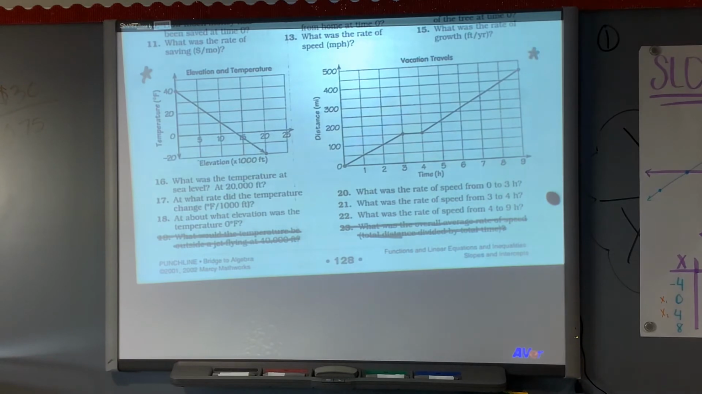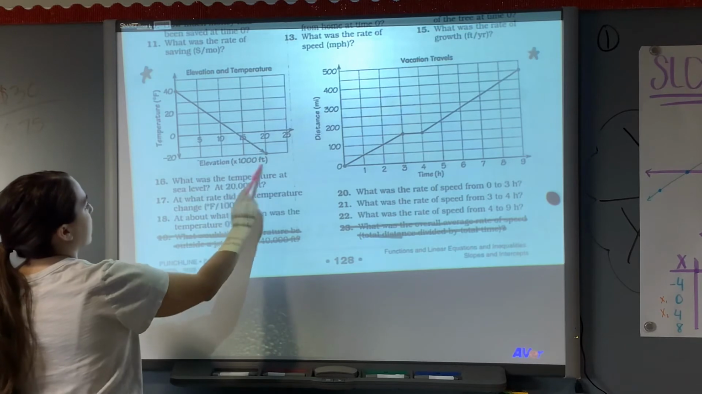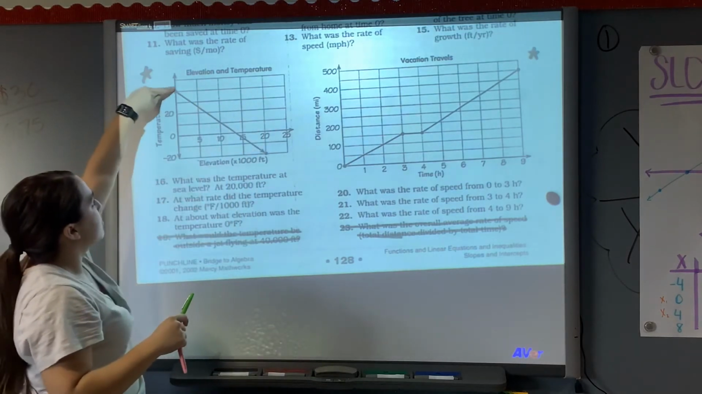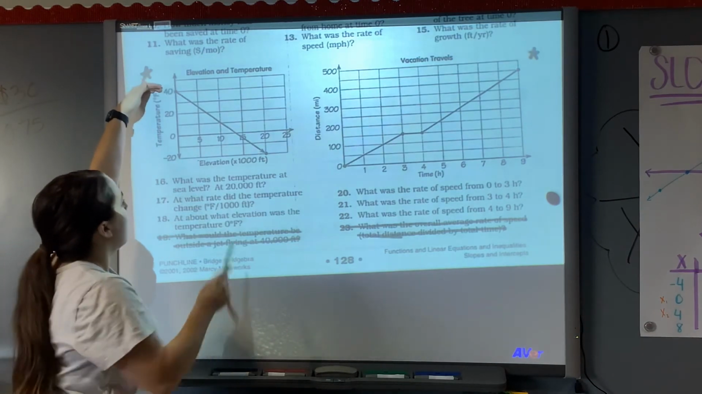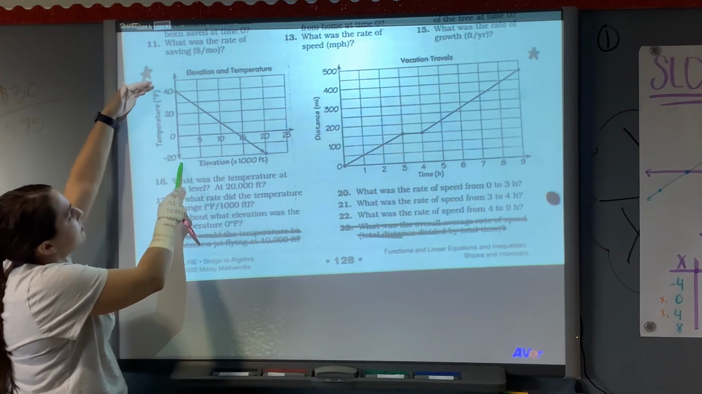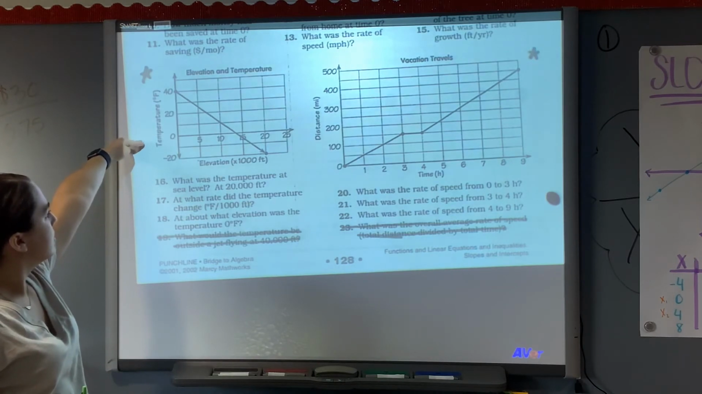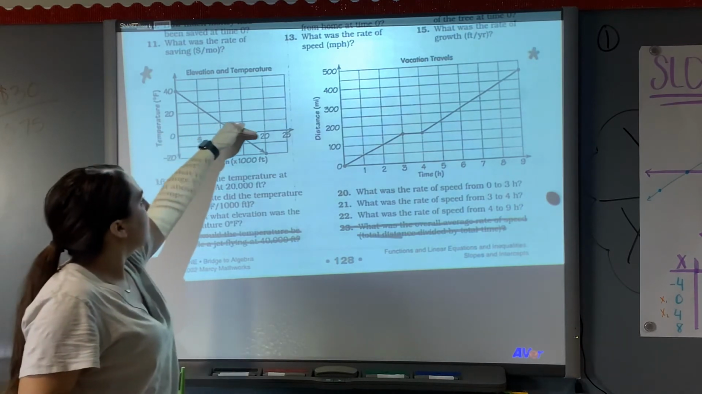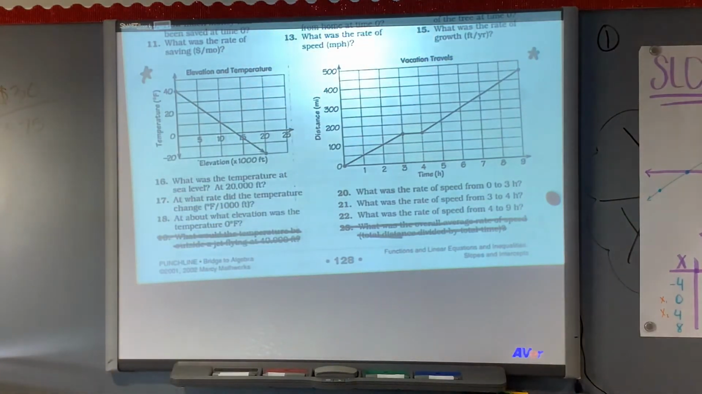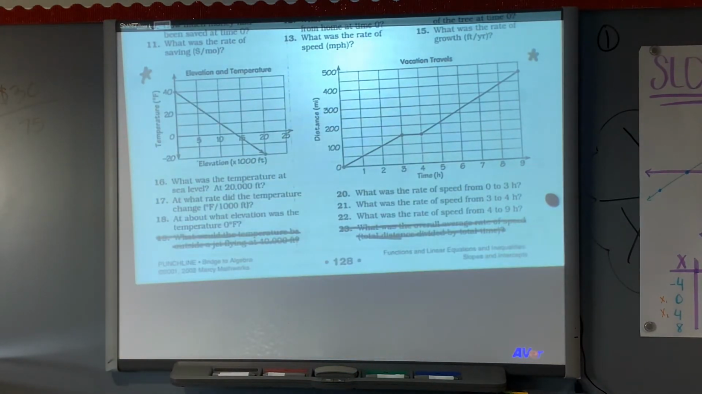So first of all, we have a graph that says temperature and elevation by 1,000 feet. It's talking about elevation and temperature, so I'm guessing the temperature is going to be hotter when the elevation, oh, okay, so the further we go in elevation, the temperature will drop because the higher we go, the colder it gets. So remember that these are kind of tricky to read, but you do read them kind of like a story. It's telling you a story.